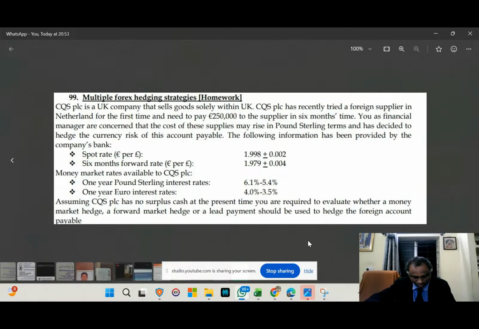Bid rate: 1.979 minus 0.004. 0.004ని తీసేస్తే వచ్చేది బిడ్ రేటు. ఆస్క్ రేట్ వచ్చేసి 1.979 ప్లస్ 0.004 ఈజ్ ద ఆస్క్ రేట్. Okay, understood.